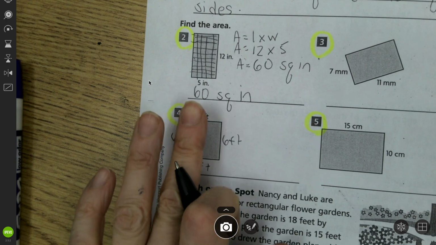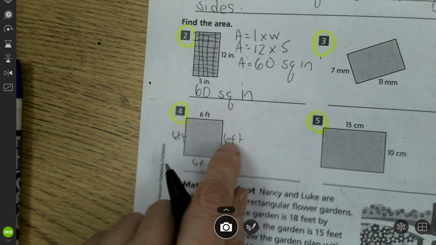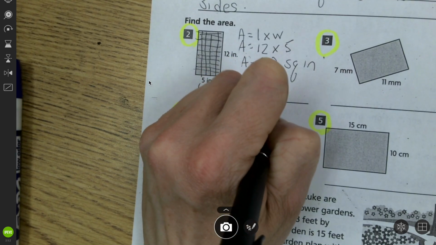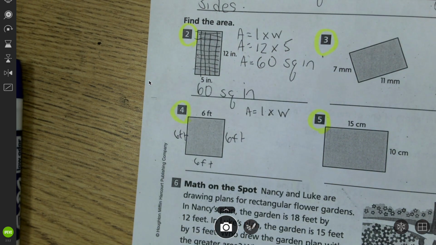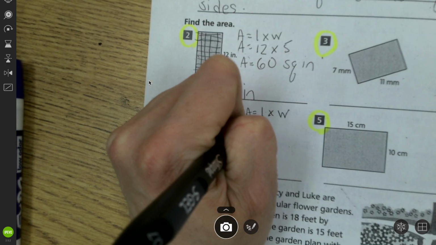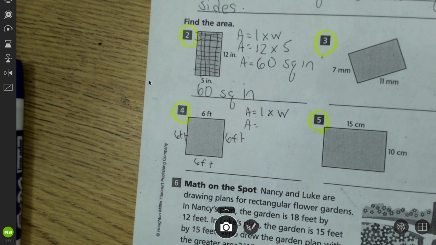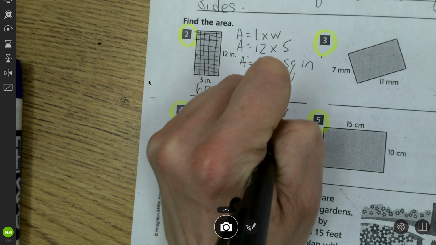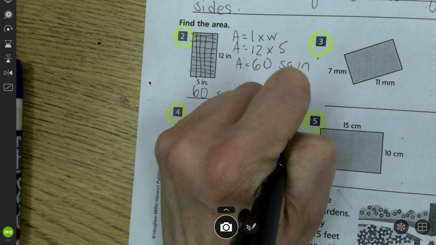And for the area, we just need to know our length and our width, and they are both the same in a rectangle. So I want area equals length times width. Then area equals, what are we going to multiply? 6 times 6. Length times width. Ooh, 6 times 6.